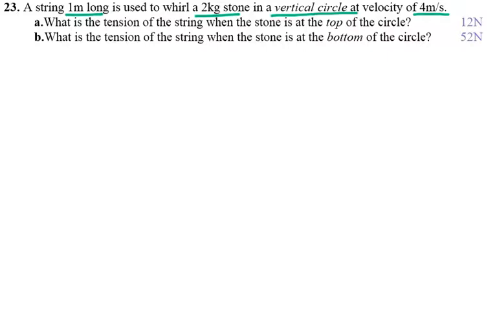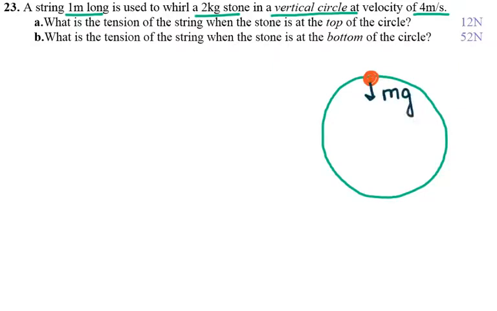So I'm going to draw a vertical circle, and then I'm going to show the forces acting on the stone at the top and the bottom. If the stone is at the top, the forces acting on it are the force of gravity and another force, the tension force. And I also have centripetal acceleration toward the center.